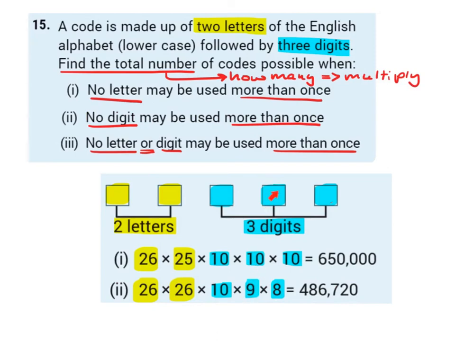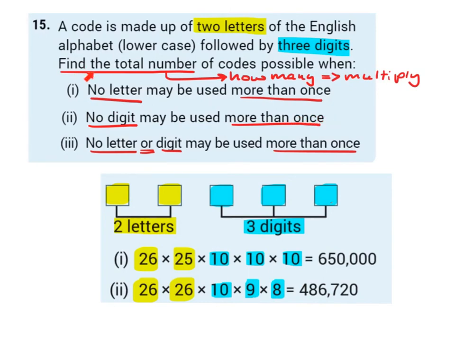We're left with 9 choices for the second digit. And likewise, whatever digits we used for the first and the second digits, we cannot repeat them for the third digit. So 10 minus 2 leaves us with 8 choices of digits for the last digit. So 26 by 26 by 10 by 9 by 8 is 486,720 ways we can create this code where no digit may be used more than once.